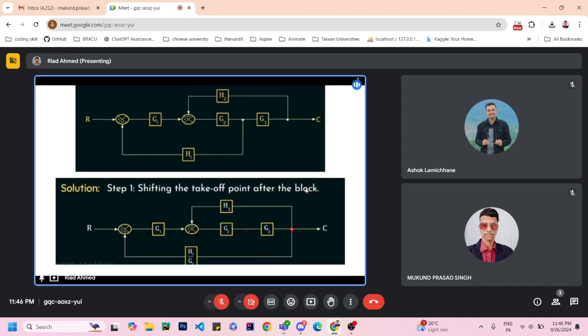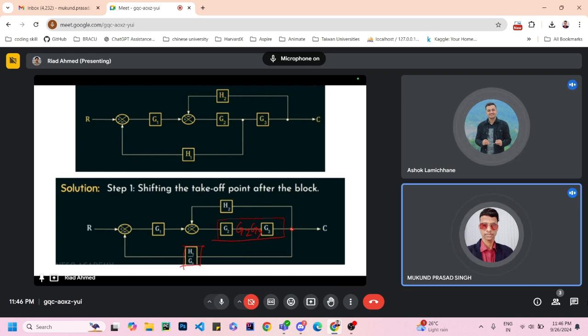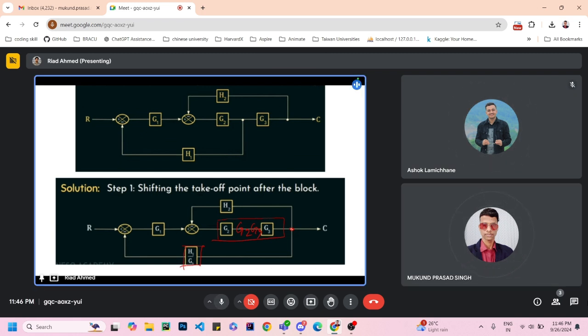If we multiply these two parts, this gets converted to H1 by G3, and now we can see that G2 and G3 are in series. So now we can multiply this part. If we multiply these two parts, the block will be G2 into G3. So this should be a single block. Is it clear? Yes, sir.